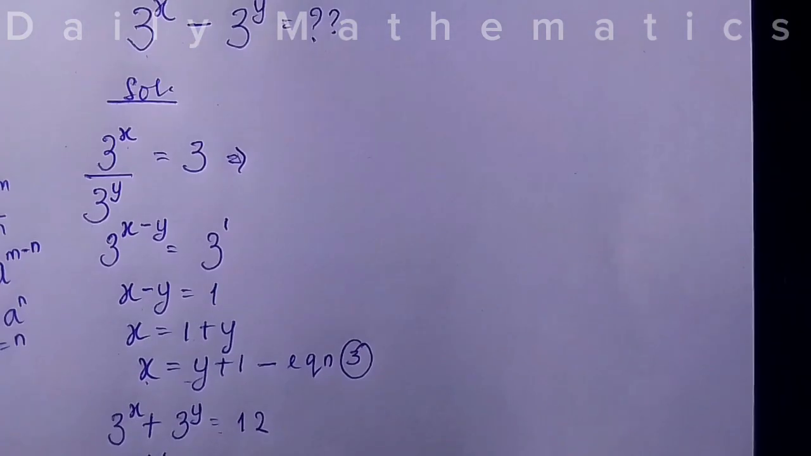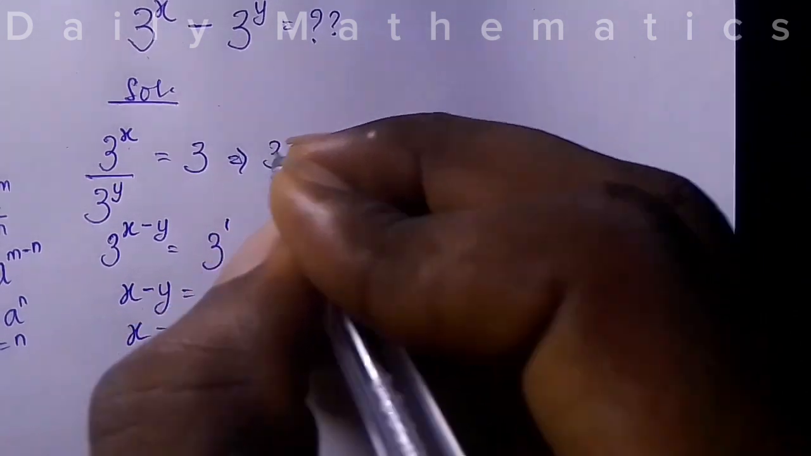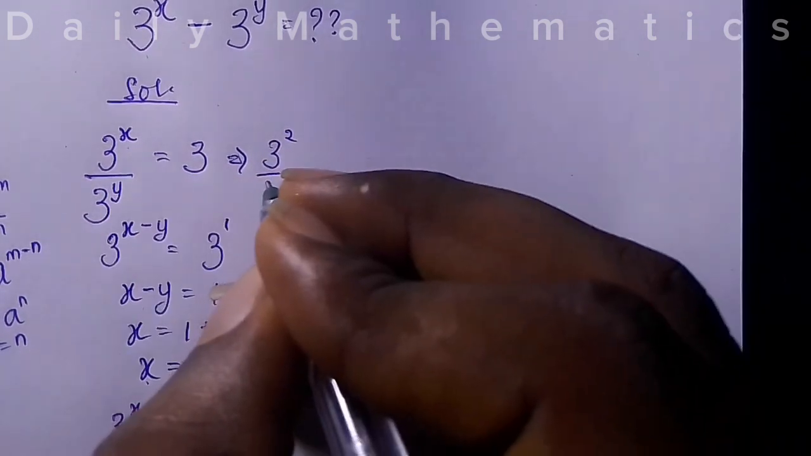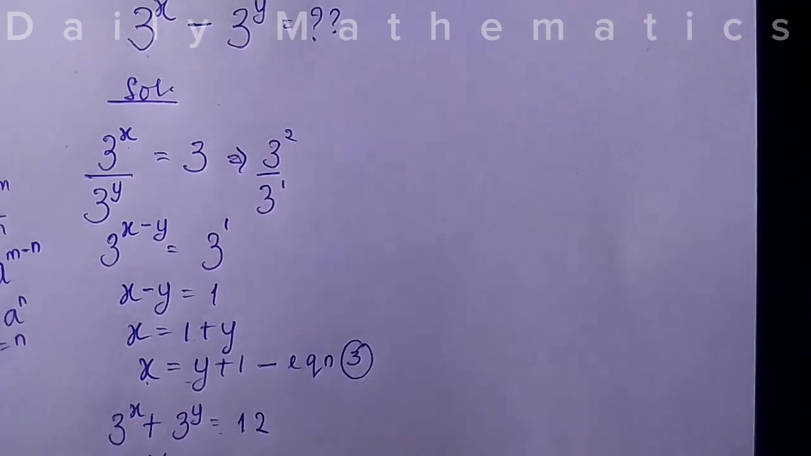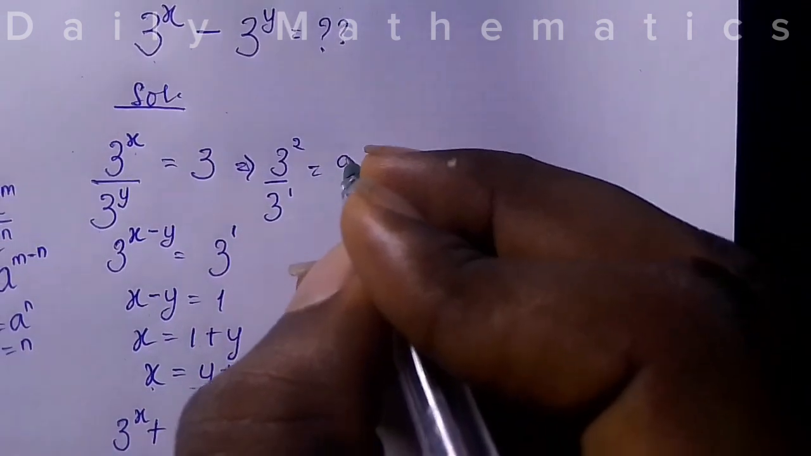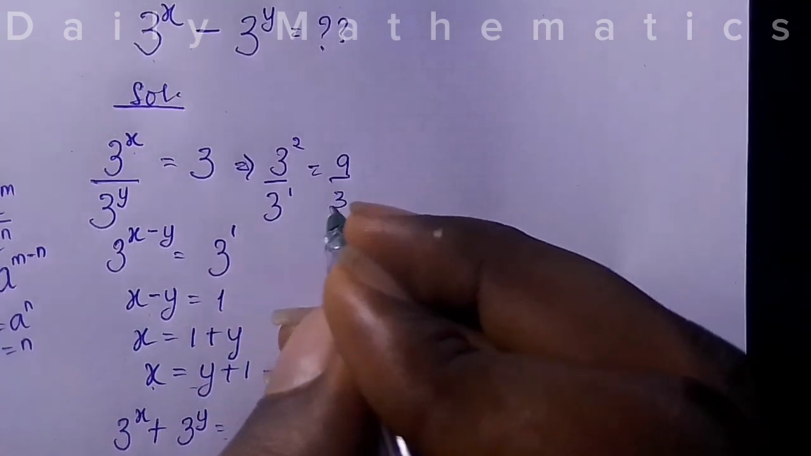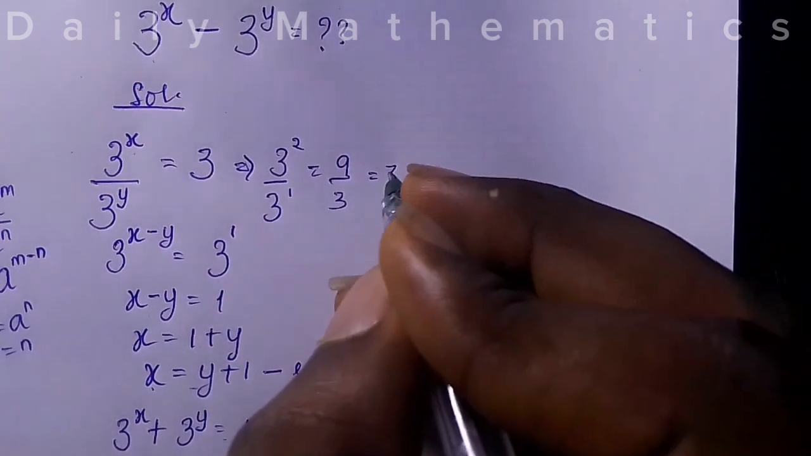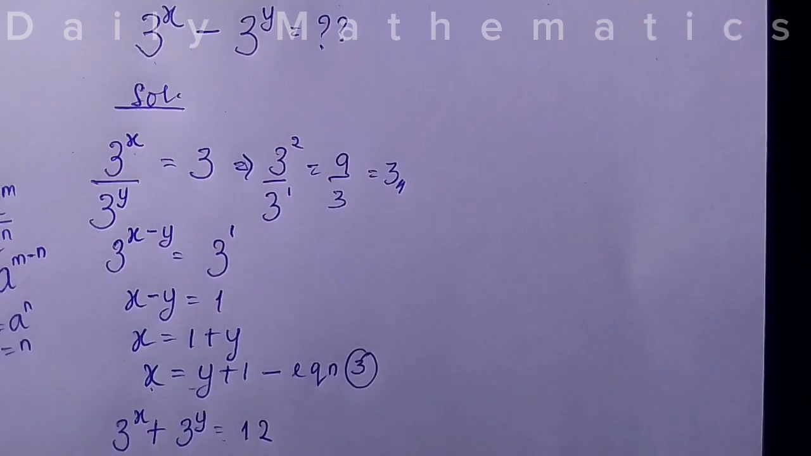So let's work it out here. Since x is 2, that's 3 raised to the power of 2 over y is 1, that's 3 raised to the power of 1. 3 raised to the power of 2 is 9. 3 raised to the power of 1 is 3. 9 divided by 3 will give us 3. So that makes it correct for the first equation.